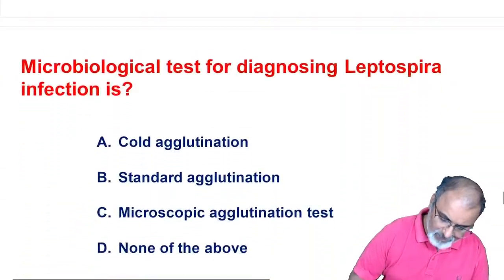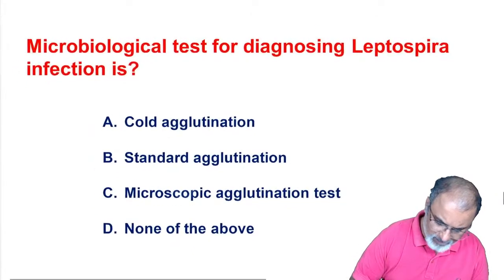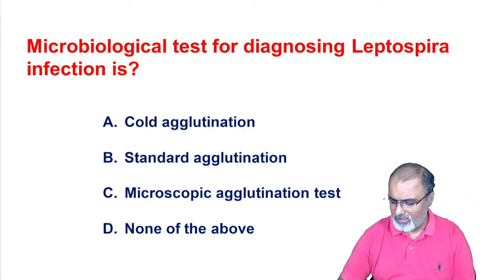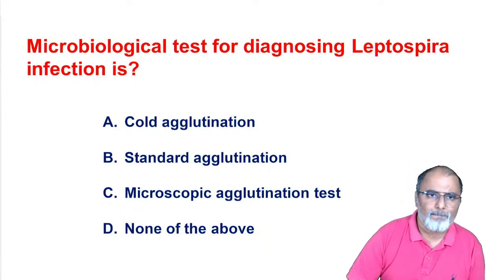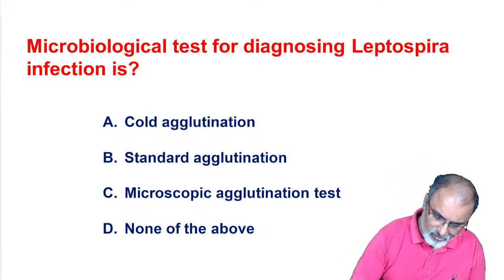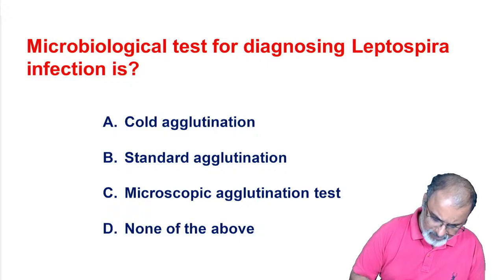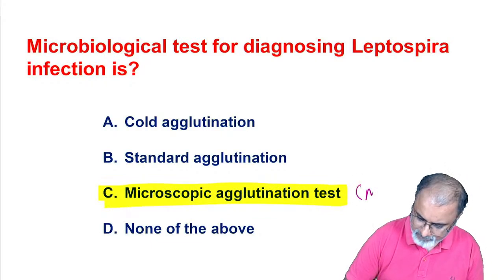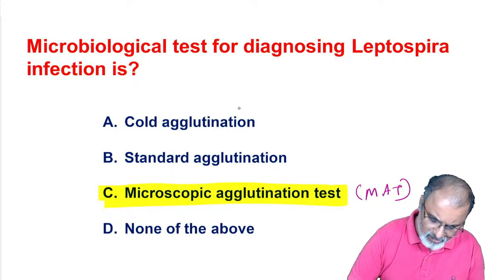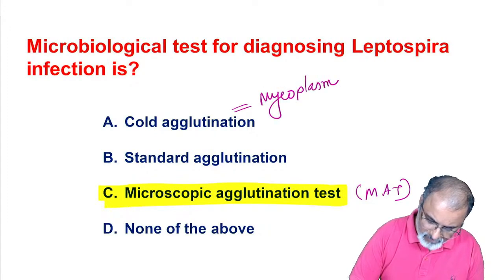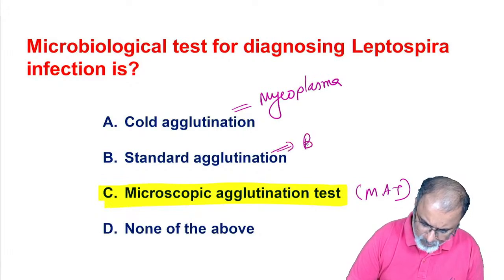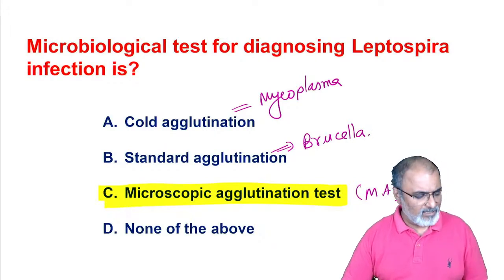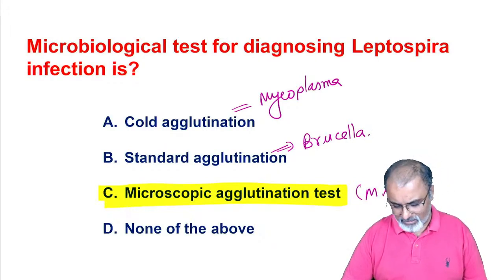Next is, microbiological test for diagnosing Leptospira infection is. The gold standard test for Leptospira is the microscopic agglutination test. We shortly call it the MAT test. Cold agglutinin test is for Mycoplasma. Standard agglutination test, we use it for Brucella. And microscopic agglutination test or MAT test, we use it for Leptospira.